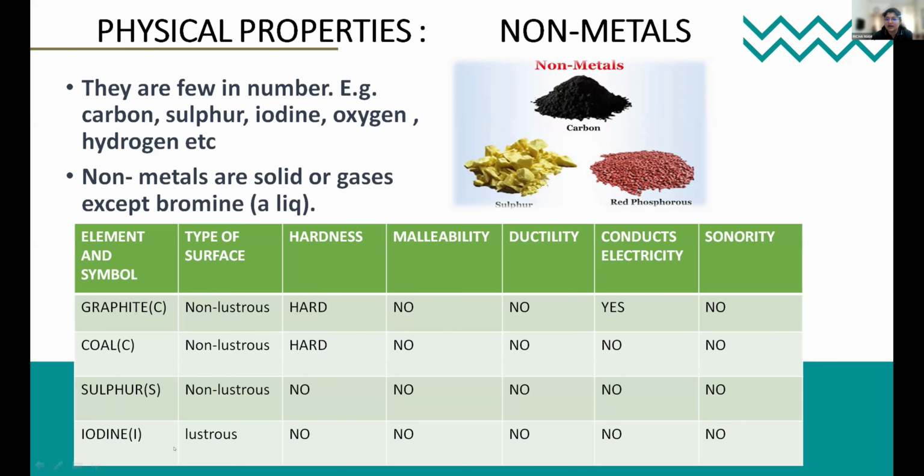Next is iodine. Iodine is a halogen. It comes under the halogen group. In terms of surface, it is lustrous, it has a shiny surface. It is not hard. It cannot be converted into thin sheets or thin wires, it does not conduct electricity, and it does not produce sound. So to categorize the elements into metals and non-metals, these are a few properties.